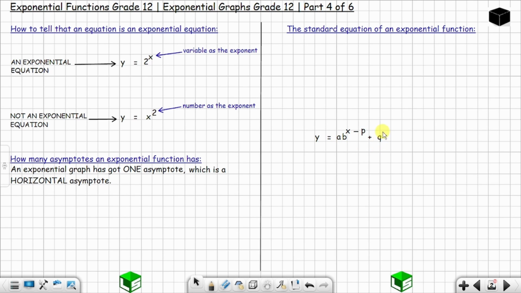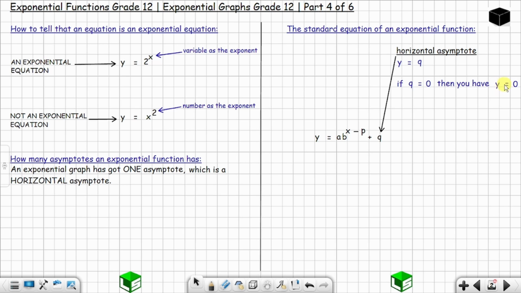The letter q is going to give you the horizontal asymptote. If you want the equation of the horizontal asymptote, it's going to be y is equal to q, whatever you have there. Whether it is plus 1 or minus 1 or plus 5, y is equal to that value. This is the equation of the horizontal asymptote. And if q is equal to 0, as in this case where there is no q, then you have y is equal to 0, which is the equation of the horizontal asymptote.